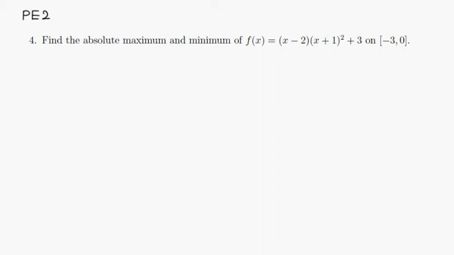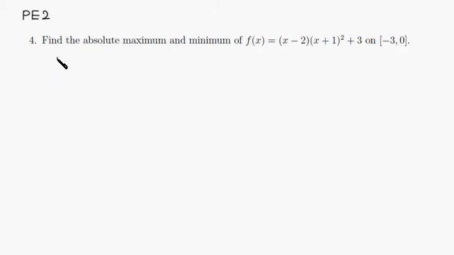Practice exam 2, problem number 4. So we want to find the absolute maximum and the absolute minimum of this function over this closed interval. Since this is over a closed interval, we can just look at the endpoints and the critical numbers that are included in this interval. So let's do that.